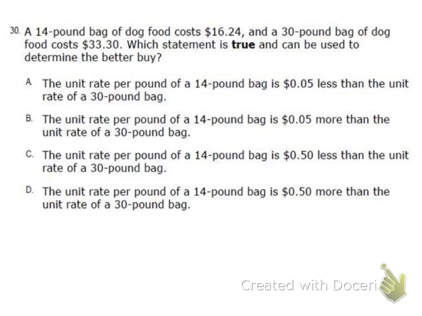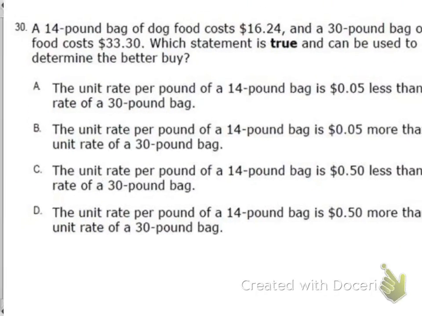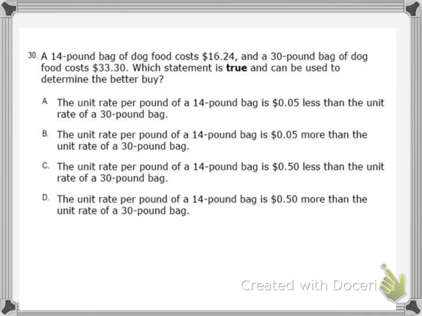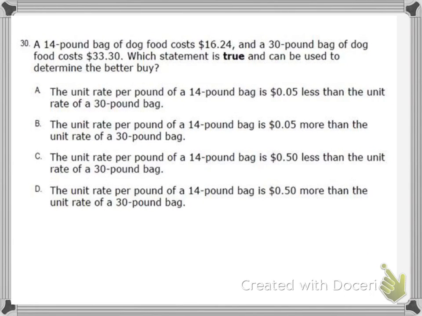Okay, a 14-pound bag of dog food costs $16.24, and a 30-pound bag of dog food costs $33.30. Which statement is true and can be used to determine the better buy? All right, so I guess the first thing we have to do is figure out some unit rates here. I don't have a lot of space to figure them out. Let's see.